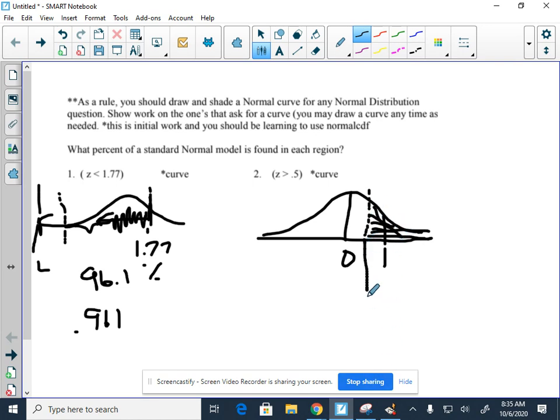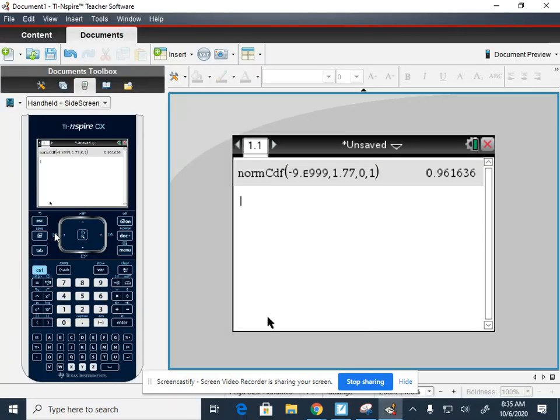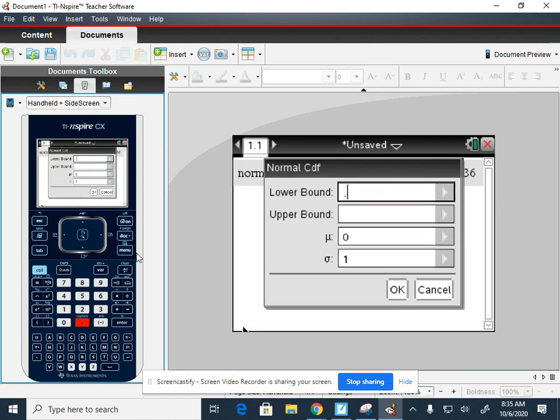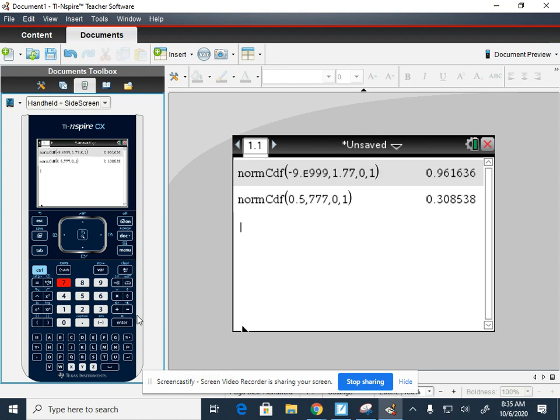So this is our lower boundary. That's going to be 0.5, and our upper boundary is going to be over here, which is positive infinity. So we use 99 or 77 or whatever. It really doesn't matter. So we go menu 652, 52. I'm going to go 777. You can try 999. See if we get something different. We should still both get 0.309 if we round it.